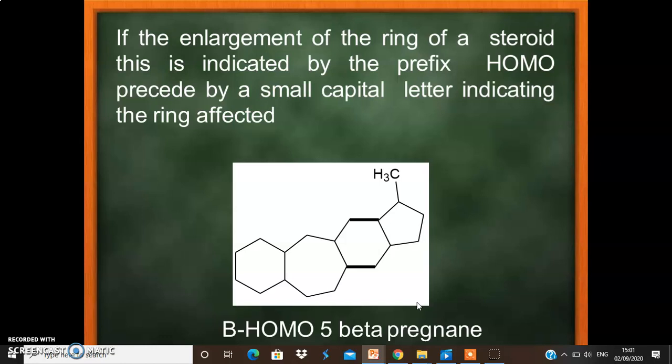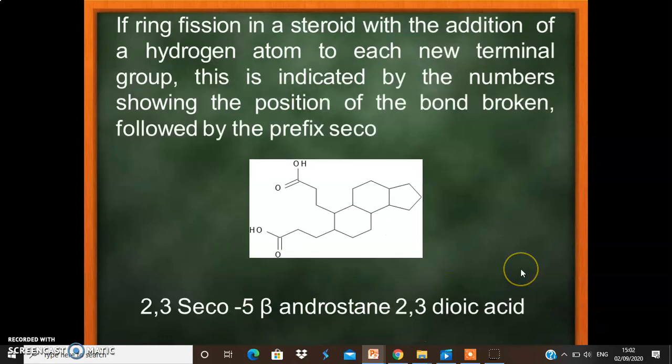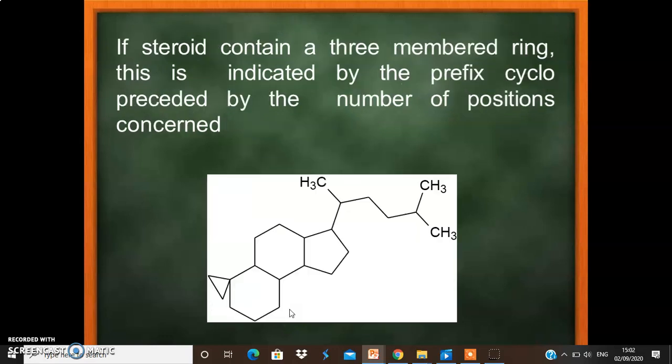If there is enlargement, then it is homo, preceded by the capital letter indicating the ring affected. So here ring B is enlarged, so it is shown as B-homo-5β-pregnane. If there is ring fission in steroids with the addition of hydrogen atoms to each new terminal group, this is indicated by the number showing the position of the bond broken. So here at positions 2 and 3 there is a breakage of the bond, so it is 2,3-seco-5β-androstane-2,3-dioic acid.